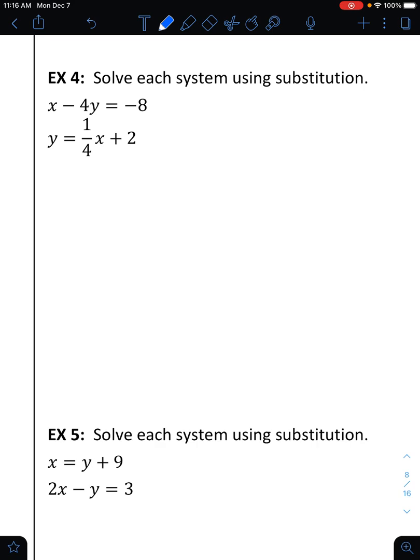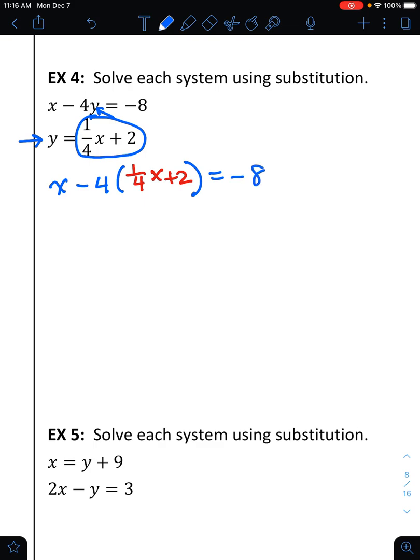Okay, what I see here is my isolated variable is in the second equation. So I'm going to take this whole expression and plug it in place of y at the top. So it's going to go right there in place of y. So it is going to read x minus 4 times y, and now let's plug in what y is equal to. It is equal to 1/4 x plus 2. And then write the rest of the equation out, equals -8.